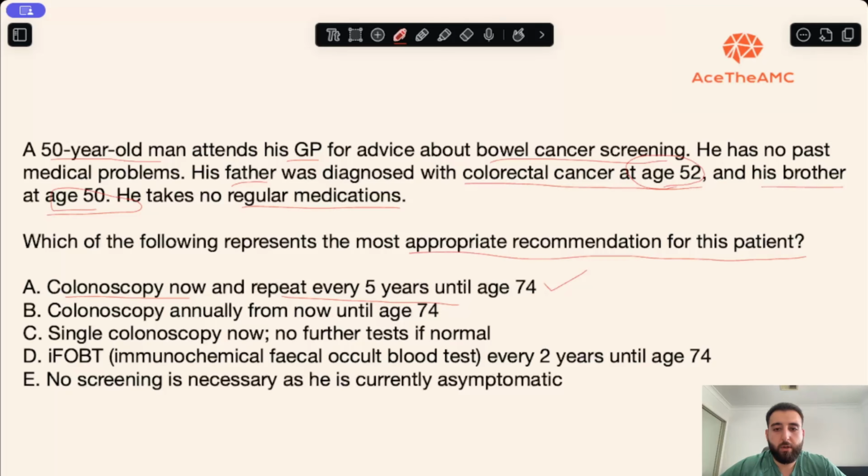So going on to option B. Option B is incorrect. Option B is saying colonoscopy annually from now until the age of 74. This is a bit excessive and not really recommended. Colonoscopy annually would be reserved for something such as the high risk hereditary syndromes we touched on earlier, such as FAP and Lynch syndrome. When you're coming to a situation such as this, you really have to weigh up the benefits with the risk.